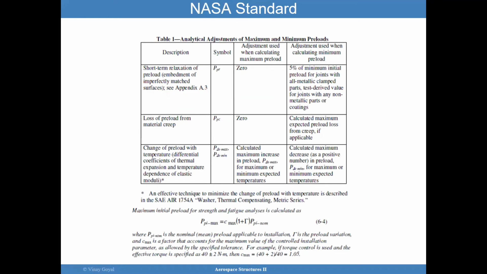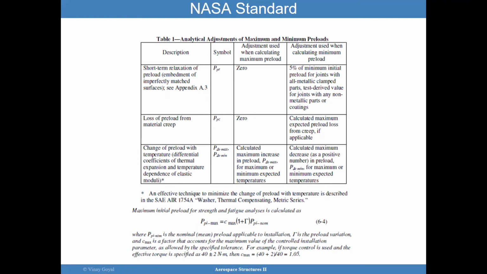Typically, adjustments are applied for various situations. Like I said, creep, short-term relaxation, typically due to imperfectly matched surfaces. You could also have a change of preload due to the temperature differences, and it can be from a various number of sources.